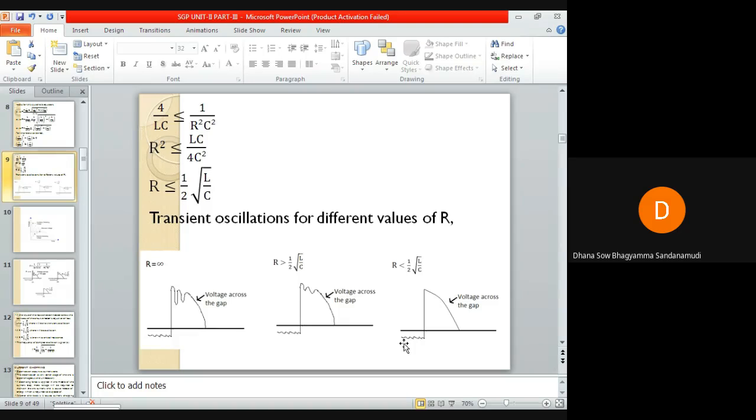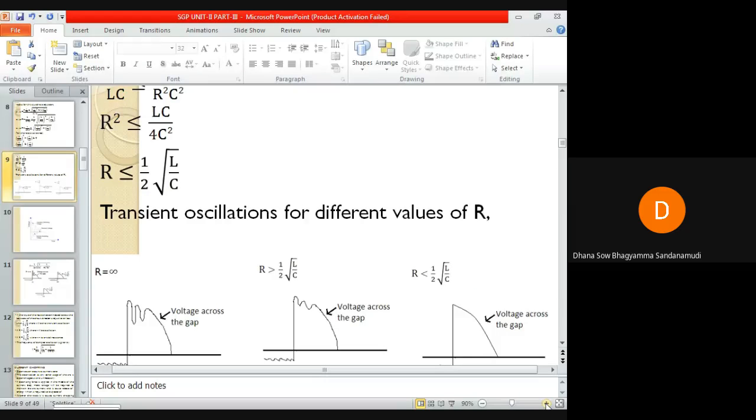If you complete this slide, inform me, you can draw these waveforms. I hope you are able to see. I'm expanding a bit; I can't expand beyond this. If you complete, inform me.